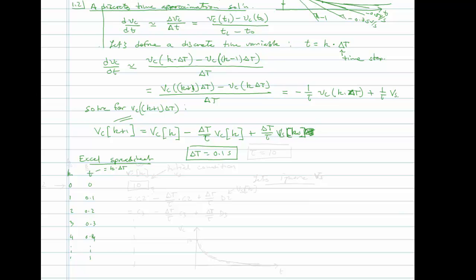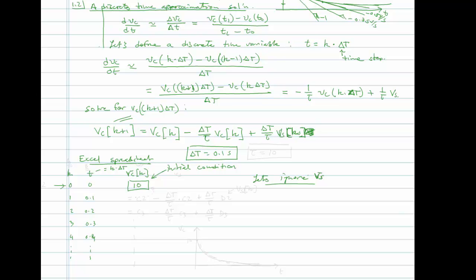Then we'll have Vc of k. And right here will be our initial condition. Let's ignore Vs for right now, just to simplify, but you can easily add Vs in. So we'll ignore Vs, and the first entry here in row 0, you would place a value in for Vc. That would be the initial condition. Let's say it starts at 10 volts.